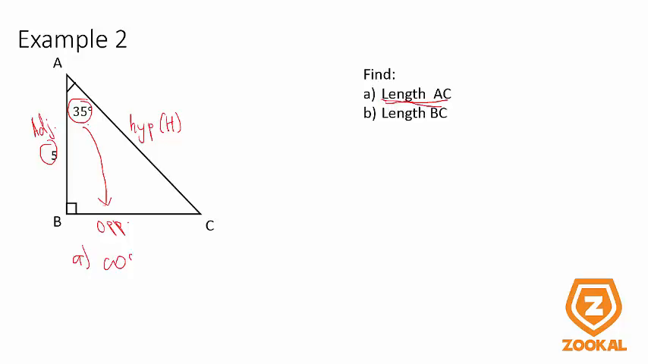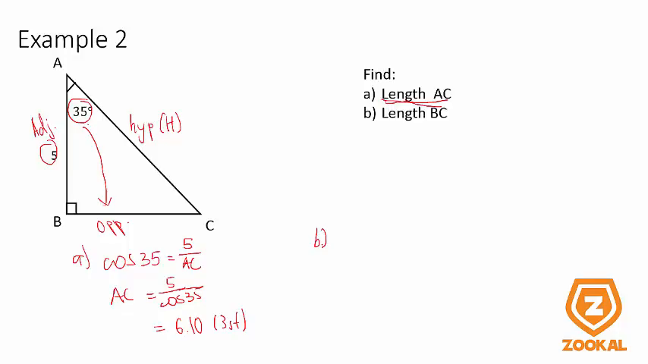Cosine 35 equals A over H, so it's 5 over AC. You rearrange, and you will get the answer 6.10 to 3 SF. Always remember your answer for length itself must be in 3 SF, and your angles must be in 1 decimal place. Moving on to part B, we are supposed to find BC, which is opposite.